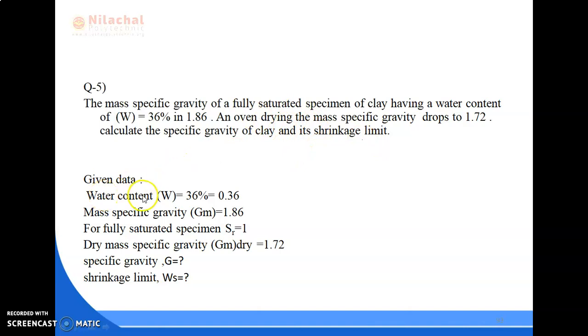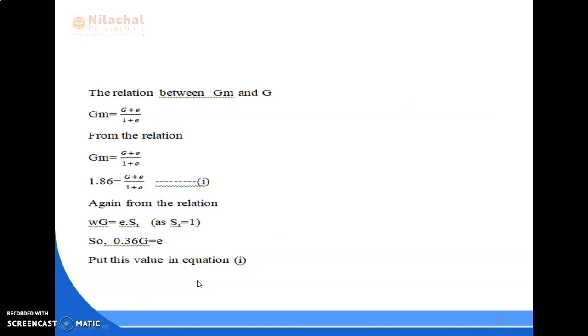So given data, water content W is 36%, this is 0.36. Mass specific gravity Gm equal to 1.86, it is given here. For fully saturated soil it is given, so Sr equal to 1. Then on oven drying, the mass specific gravity, that means dry mass specific gravity, we consider it like this: Gm dry equal to 1.72. We have to find out specific gravity G equal to question mark, shrinkage limit Ws equal to question mark. So let us see.